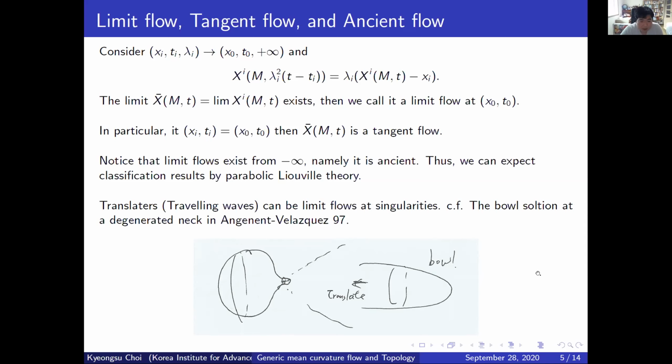This is just an example. So in short, tangent flow is a special type of limit flow, and limit flow must be ancient. So if you classify all ancient flows, then you can find all limit flows and tangent flows.